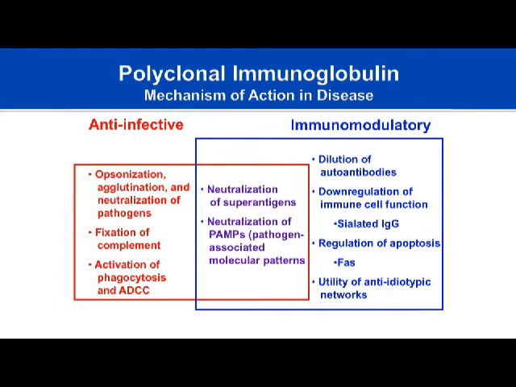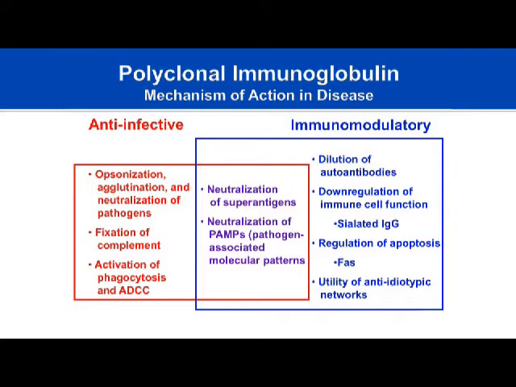Now, all the way on the other side of the slide, we have immunomodulatory mechanisms. These are when the antibodies can control immune functions. For example, if one has antibodies that are dangerous in their own body, antibodies directed against themselves called autoantibodies, therapeutic immunoglobulin can dilute those out. It could also downregulate certain immune cell functions, and this has recently been described to occur through particular types of antibodies present in polyclonal immunoglobulin that have sialation residues contained on them.